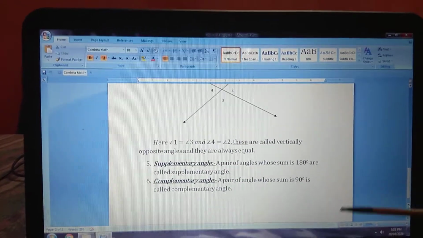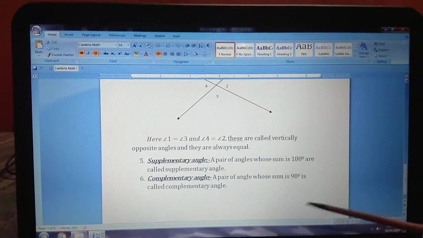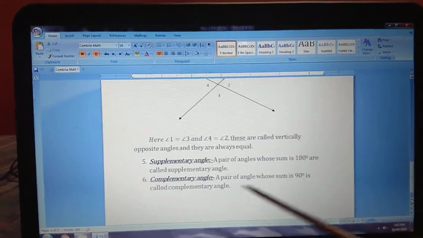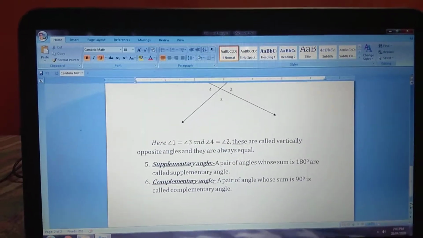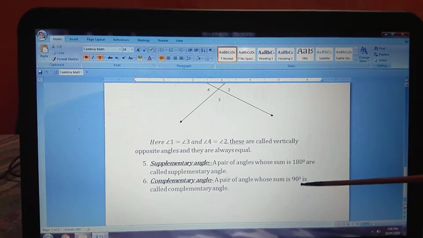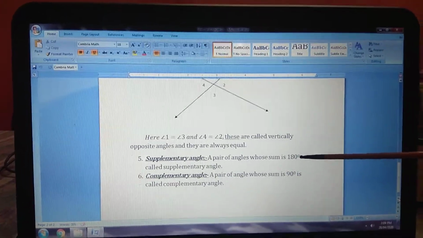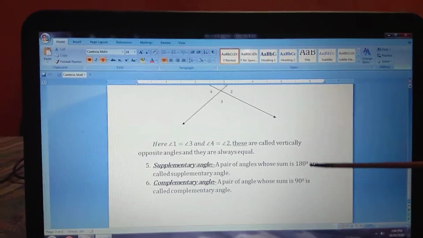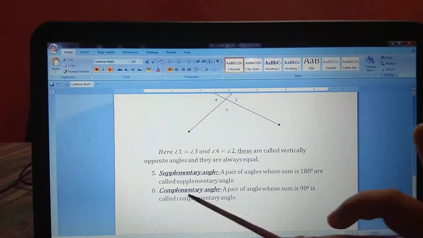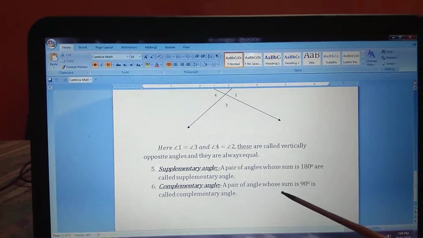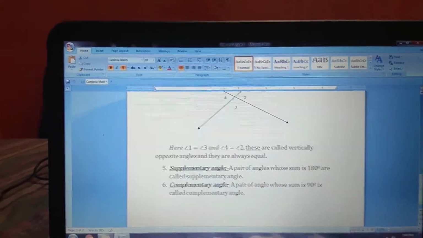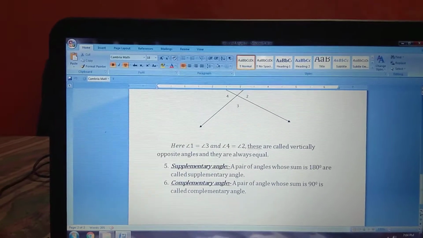Okay. Then next we go to complementary angles. A pair of angles whose sum is 90 degrees is called complementary angles. So the difference between supplementary and complementary is that in the case of supplementary the sum of the angles should be 180 degrees, but in the case of complementary angles the sum of the angles is 90 degrees. I hope the concept which I have given to you all is clear.